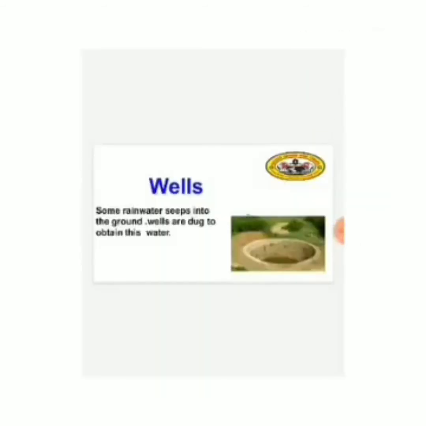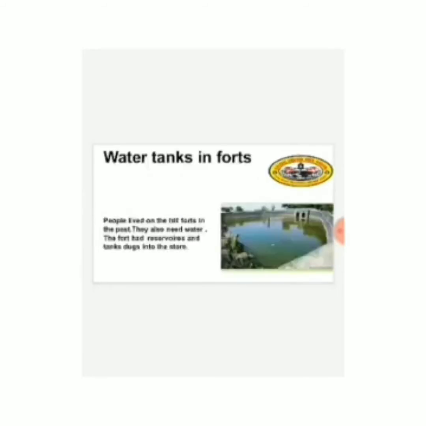Students, we will see different types of water stores. First one is wells. Some rainwater seeps into the ground. Wells are dug to obtain this water. Usually wells are mostly seen in villages. The next one is water tanks in forts. People lived on the hill forts in the past. They also needed water. The fort had reservoirs and tanks dug into the stone.